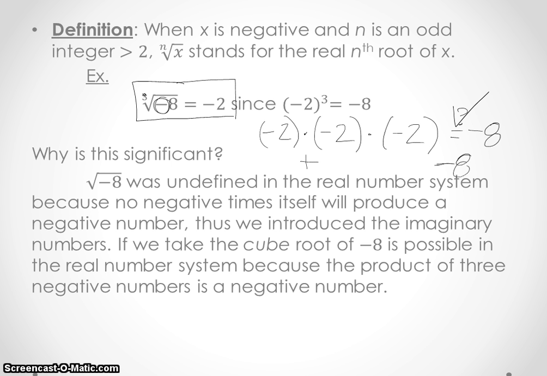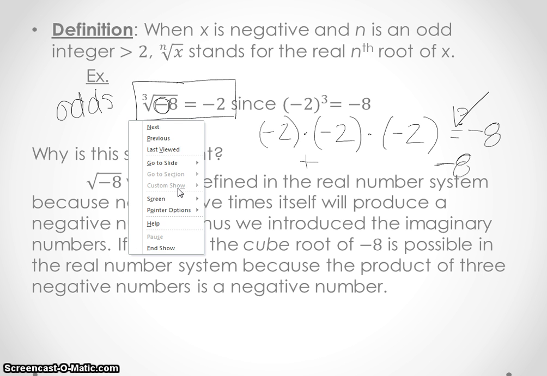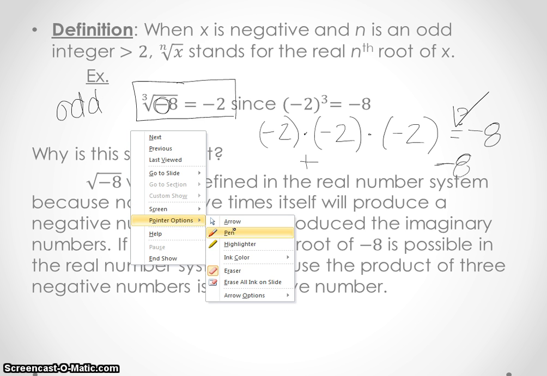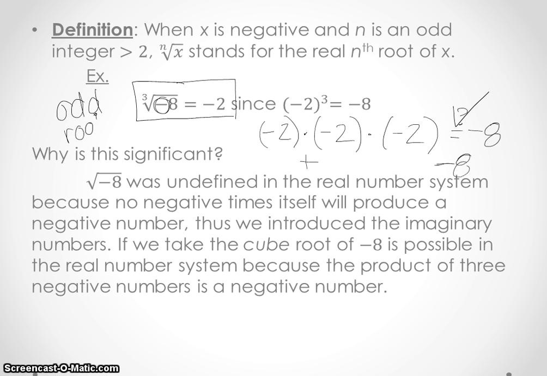If it's a square root, or a 4th root, or a 6th root, or any even number, this won't work. It has to be for odds. Odd roots only. So negatives can happen here, but only for odds.